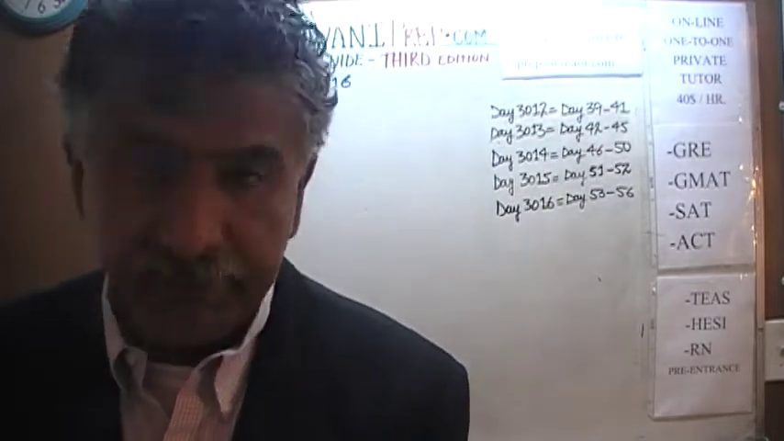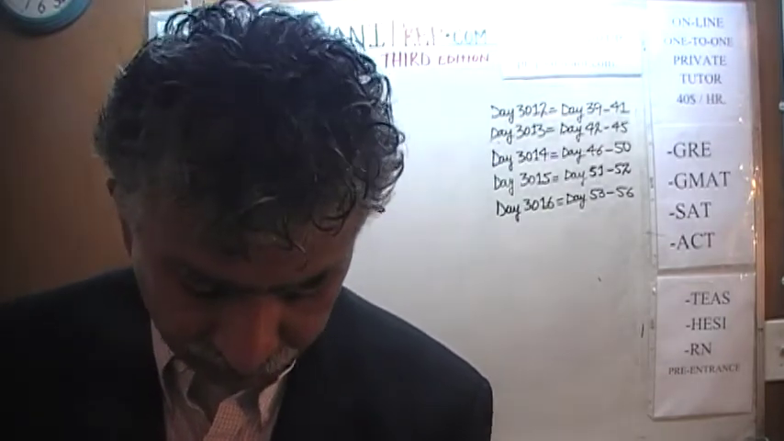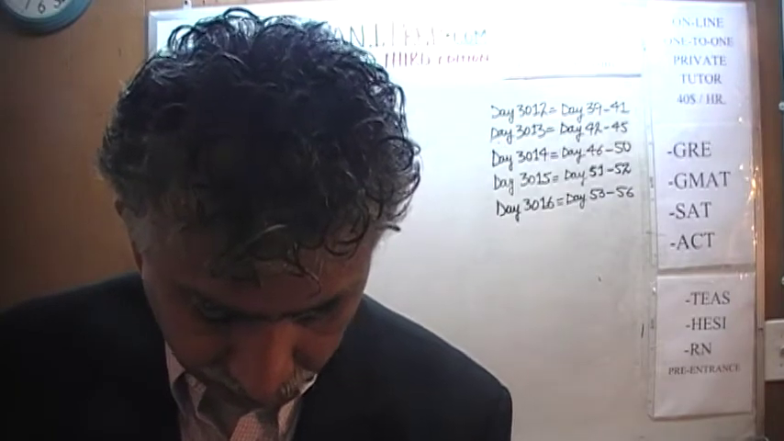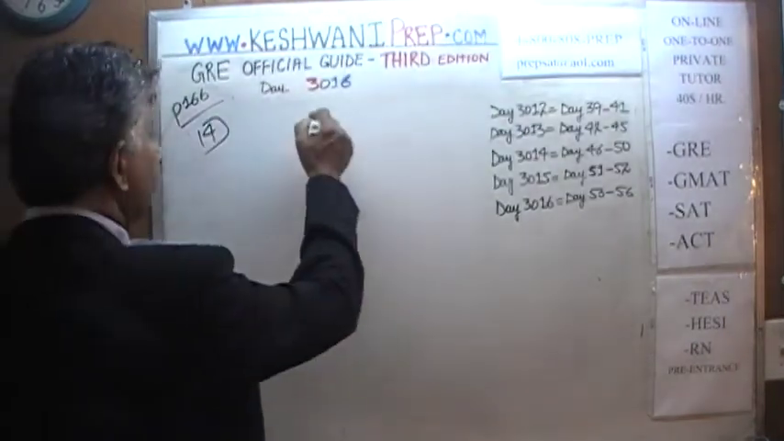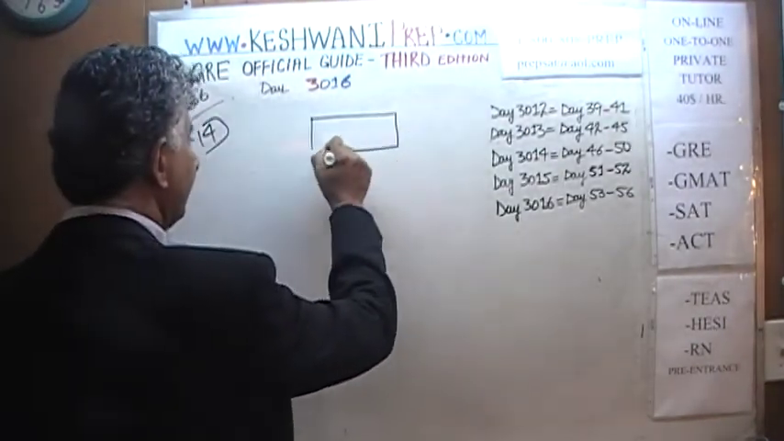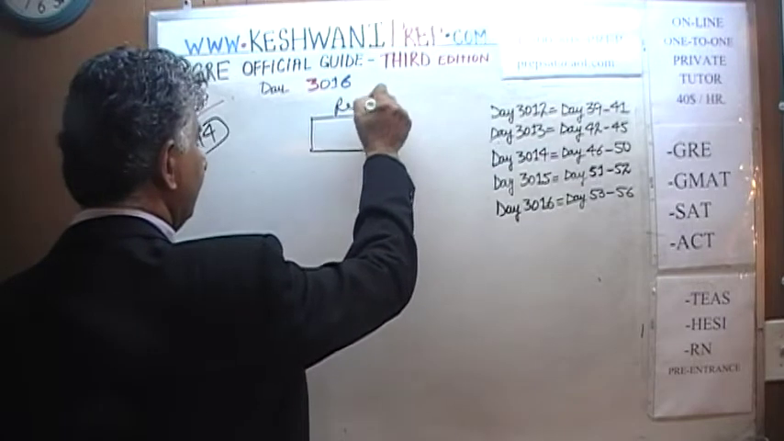It says we have three rectangles, A, B, and C. It says the length and the width of rectangle A are 10% greater and 10% less, respectively, than the length and width of rectangle C. So rectangle C is our point of reference. This is the rectangle C.